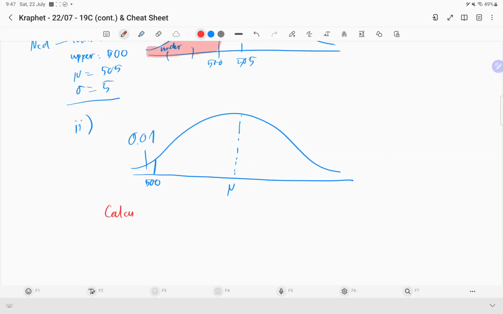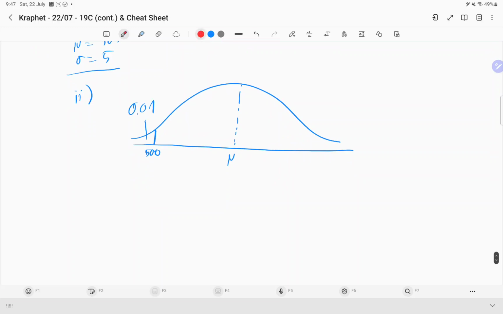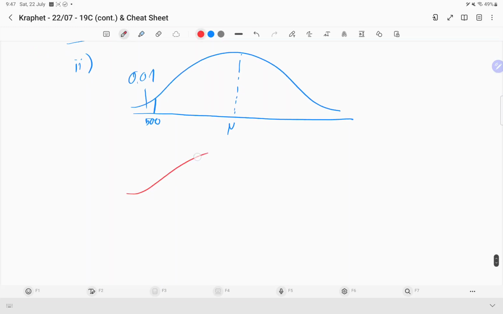Okay, what's the main idea here? What do you need to do? Inverse normal. Not inverse normal in this case. Oh wait, no, hang on. Let's see. No, this one you can do without a calculator. There's an easier way to do this one without a calculator. Okay, then I need to show you guys.